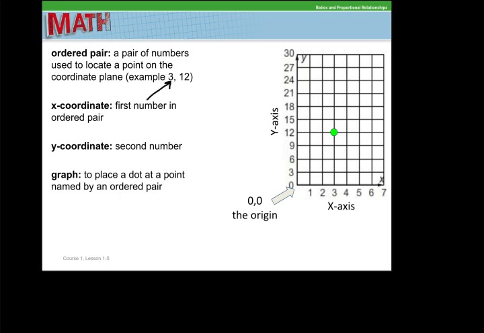And y coordinate is the second number. So that's how we figure out where to place our coordinates, where we need to place our dots. And lastly, we have graph, which is to place a dot at the point named by an ordered pair. So to graph is just this little green dot right there. That means to graph.